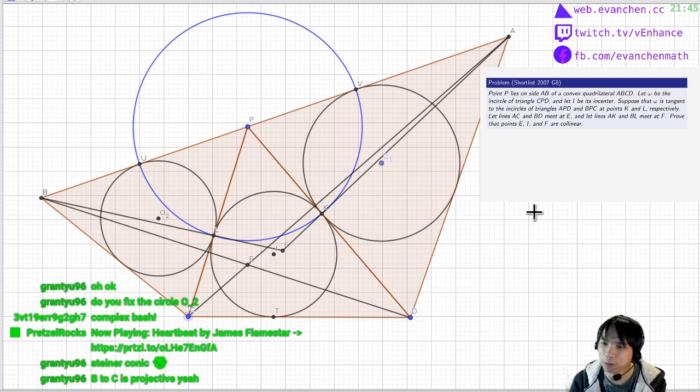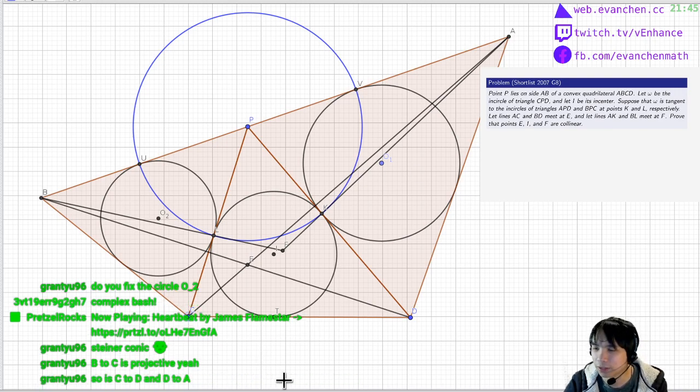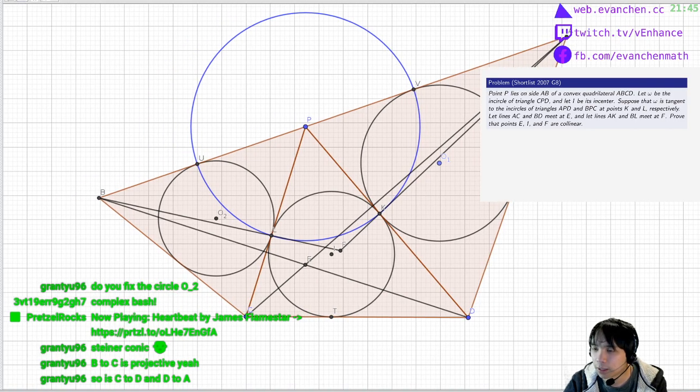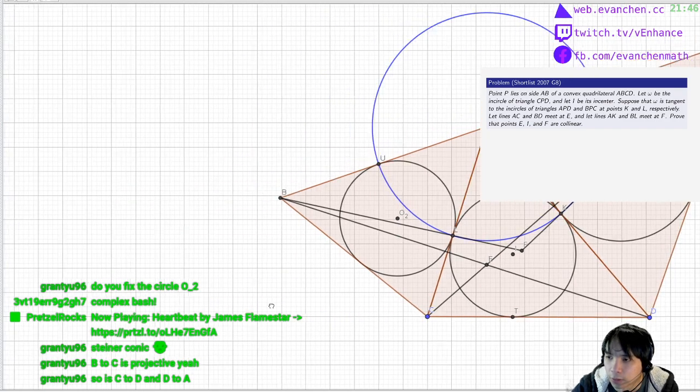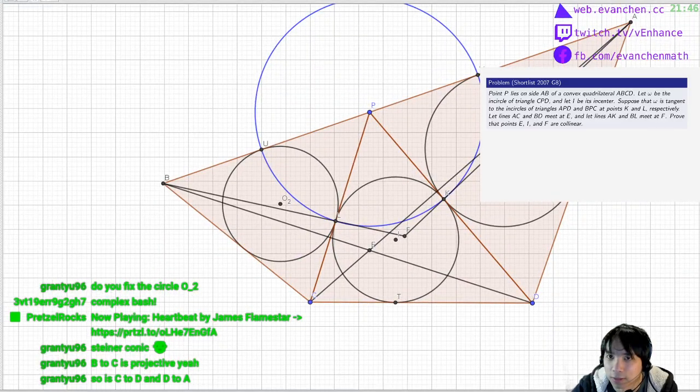Okay. Well, someone was saying I should at some point use Monge. Like, there is a Monge in here. Which is that there's an exsimilicenter, which I'll call S, which is the intersection of line KL and line O1O2. And we should actually mark that point at some point and see what happens. So, S is... Oh, geez.